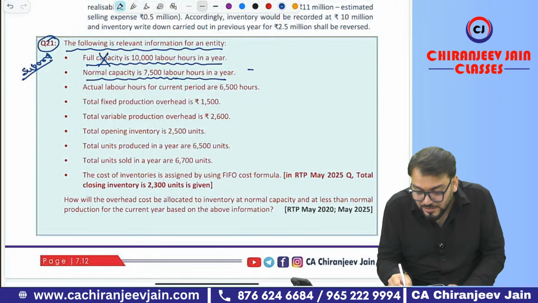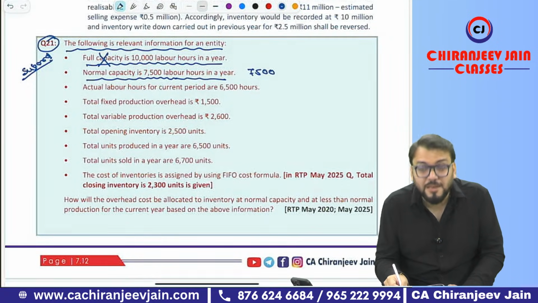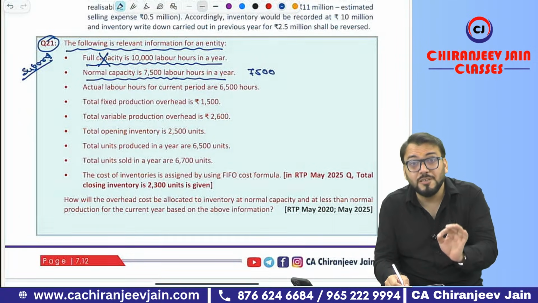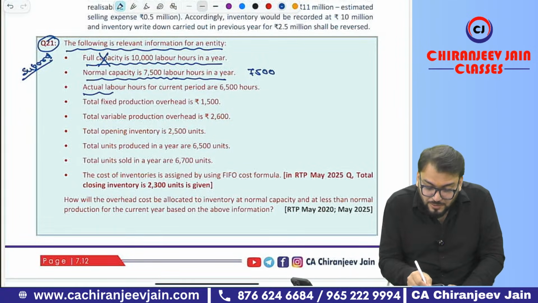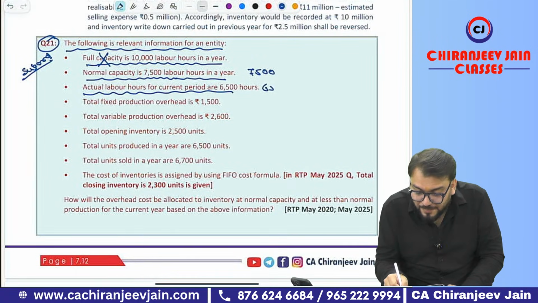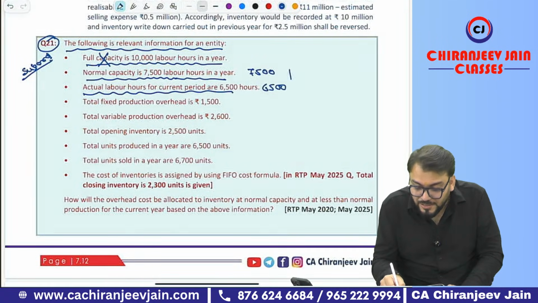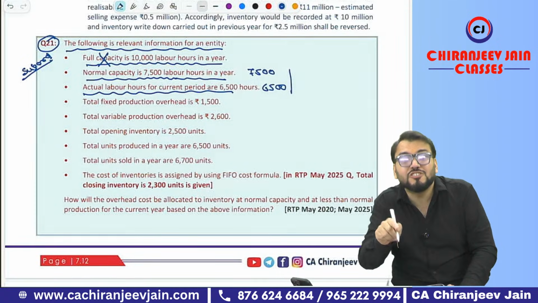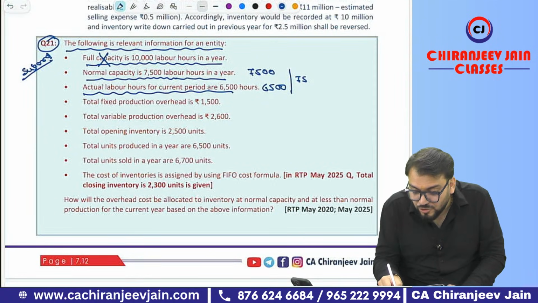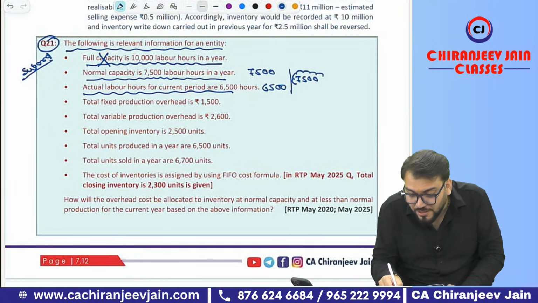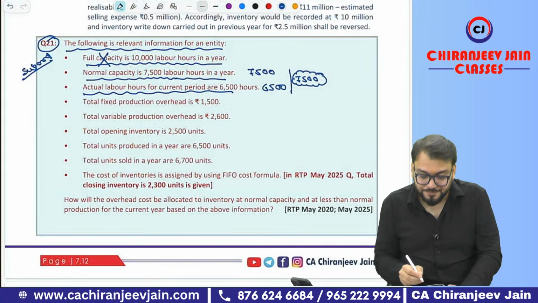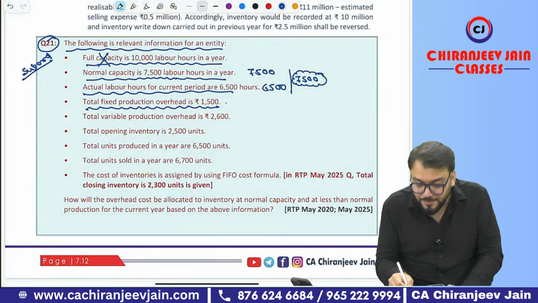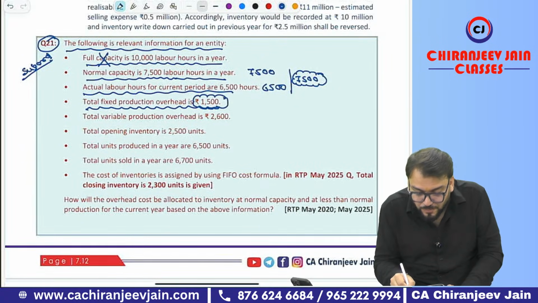Normal capacity is 7,500 labor hours in a year. So capacity is given on the basis of labor hours, not on the basis of units produced. Actual labor hours for the current period is 6,500. One thing is clear that we'll take whichever is higher, actual or normal, so your fixed overhead will be allocated on the basis of 7,500. Total fixed overhead is 1,500.